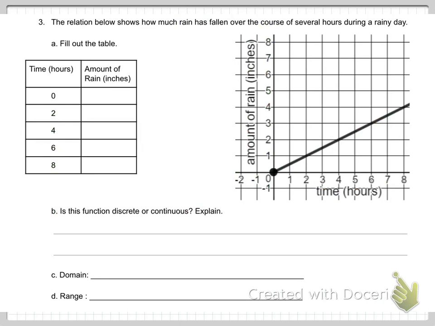For the next one, this relation shows how much rain has fallen over the course of several hours during a rainy day.